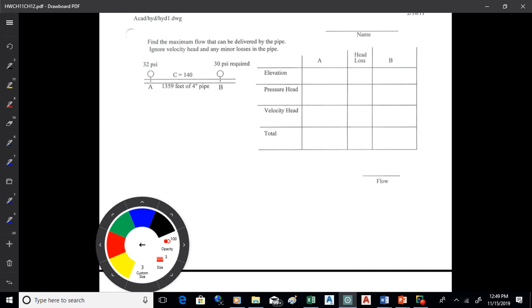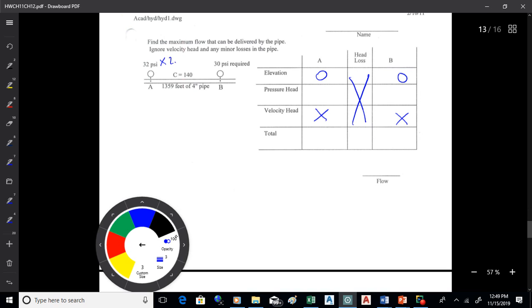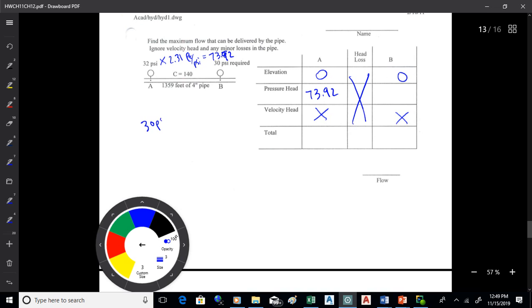All right, now there's no elevation here, so we have 0 and 0. We're not going to deal with velocity head. Now the pressure head here, if we multiply this by 2.31 feet per psi, we'll get the pressure head. For 32 psi, it's 73.92, so that goes here. Now 30 psi times 2.31 feet per psi comes out to be 69.3 feet. So that goes here.